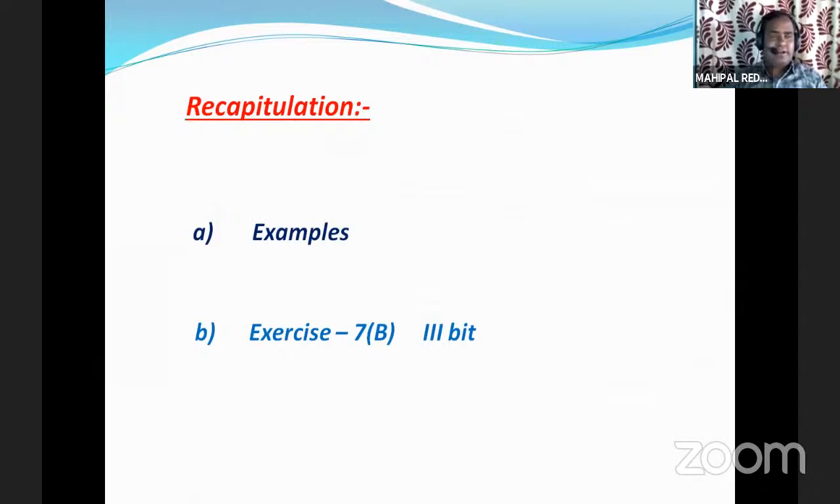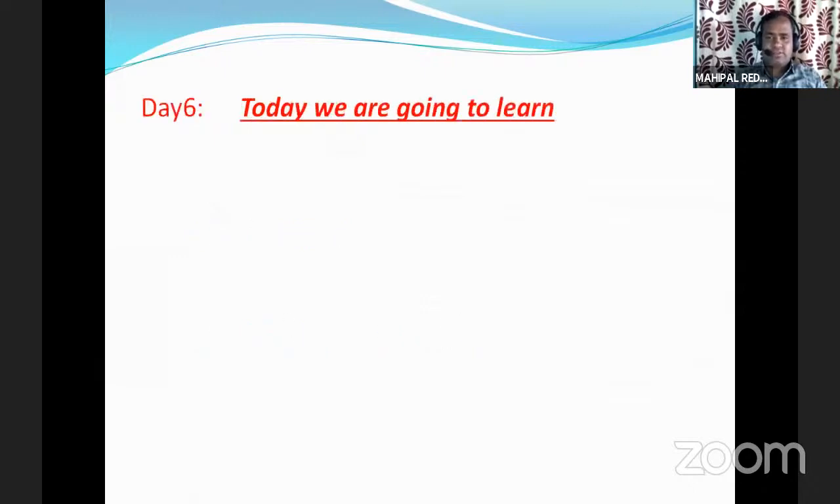Another one is integration of 1 by a sin x plus b cos x plus c. When it is given in this form, we substituted sin x equals 2t by 1 plus t square, and cos x equals 1 minus t square by 1 plus t square, and dx equals 2 dt by 1 plus t square. That was the topic of yesterday.